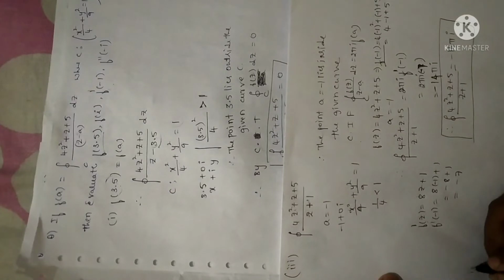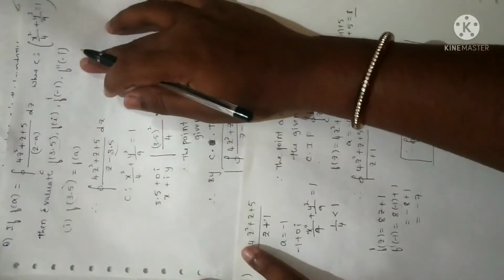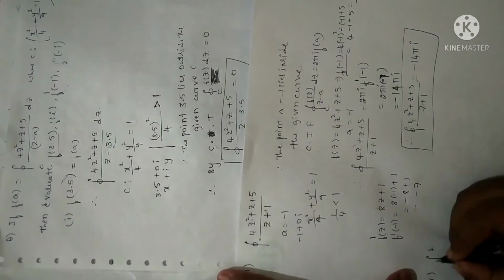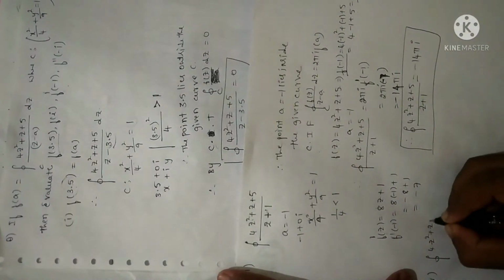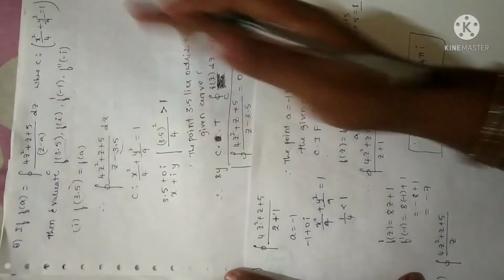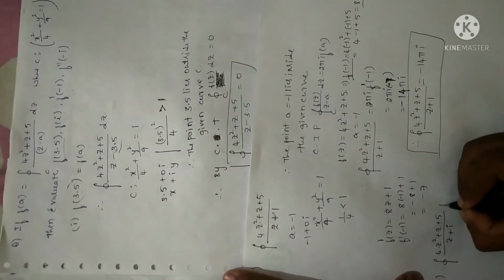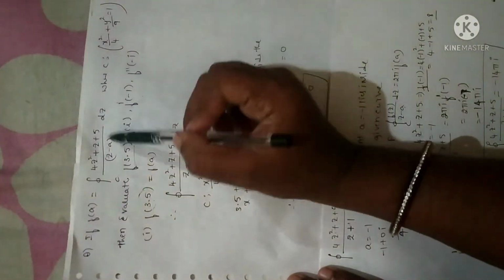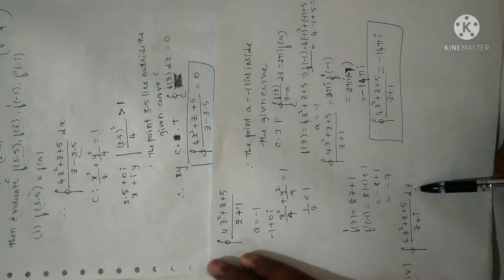The fourth problem: we have to find f double dash of -i. The given integral becomes the integral of (4z² + z + 5) divided by (z + i) dz, because a is -i, and minus of minus becomes plus i. What I am doing is replacing a with -i, so I get z + i in the denominator.